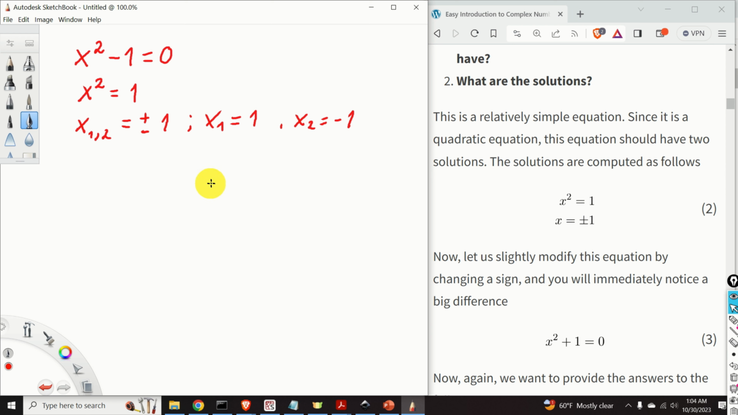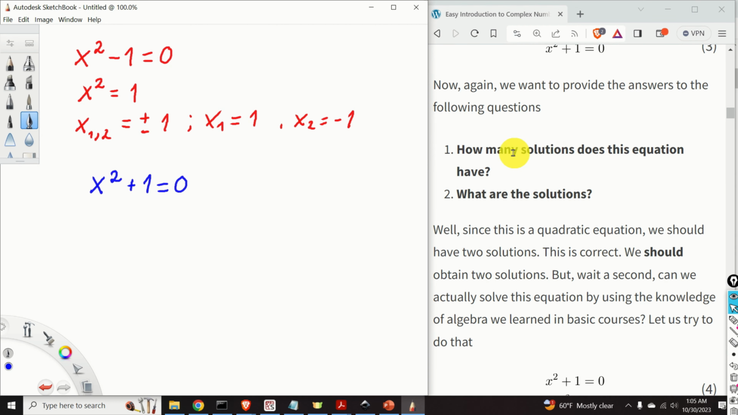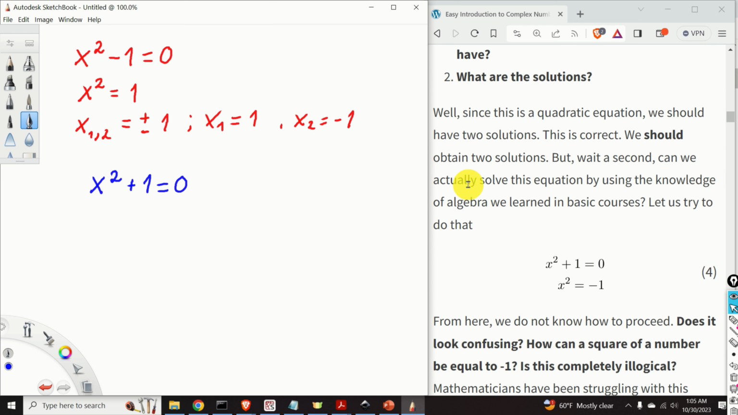Now, let us slightly modify this equation by changing the sign. That is, let's consider this equation. X squared plus 1 is equal to 0. Let's try to solve this equation. Again, we want to provide the answers to the following questions. How many solutions does this equation have, and what are the solutions? Well, since this is a quadratic equation, we should have two solutions. This is correct. And we should obtain two solutions after performing several operations.